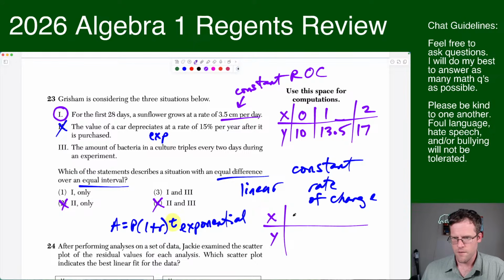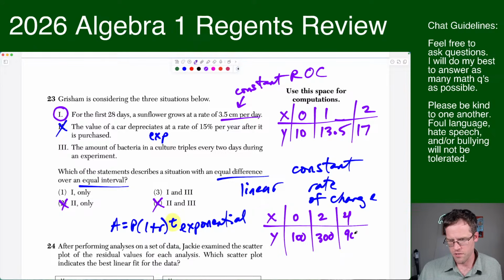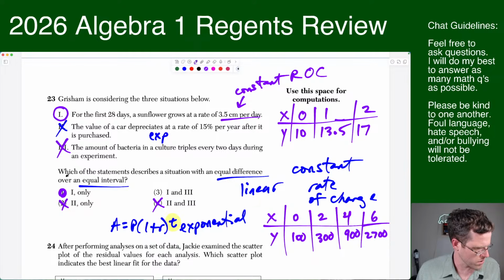So let's say there's like, I don't know, 100 bacteria on, wait, I'm sorry, that's the Y value. So 100 bacteria on day 0. Well, 2 days later, times 3 would be 300. And then 2 days later, times 3 would be 900. And then 2 days later, it would be 2,700. So you see equal X's, but these are not going up by the same. It's going up 200, 600, 1,800. So just 1. Okay, 3 is 1 only.